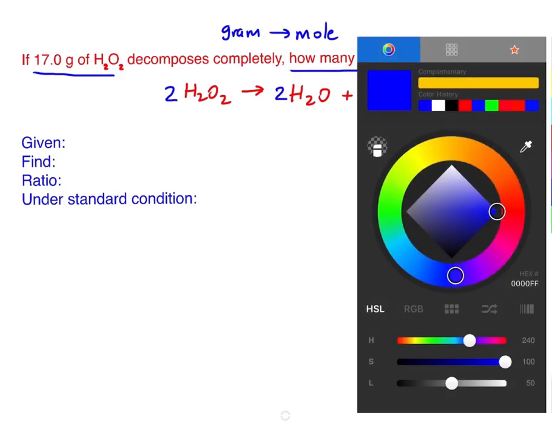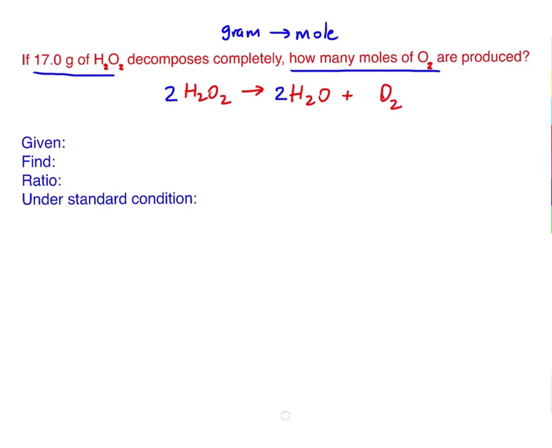The next is just filling those, the template. What's given to you? Again, it's 17 gram of H2O2. That's what given. And the next one is, of course, what you need to solve for, what you need to find. You need to find how many moles of O2 are produced. So it's gram to mole. And again, you need to write the ratio. It's 2 to 1. So you write 2 1, and then on the bottom is again under the standard condition.